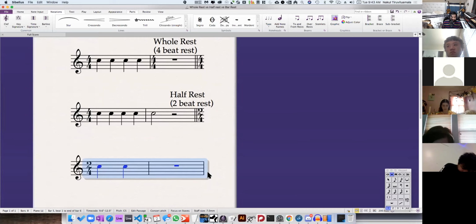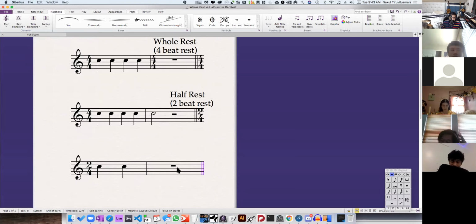Now here, the time signature is in 2/4, right? Yet the rest looks like a whole rest, right? It basically looks as though it's 4 beats of rest, correct? Like, that's a little confusing, right? How could you possibly have 4 beats of rest in a measure that only has 2 beats?